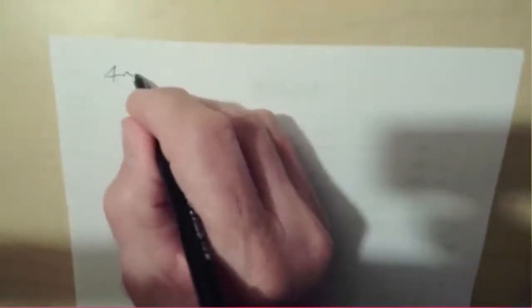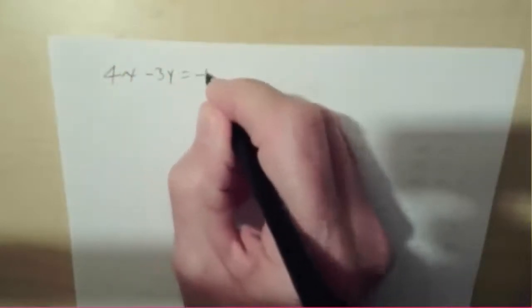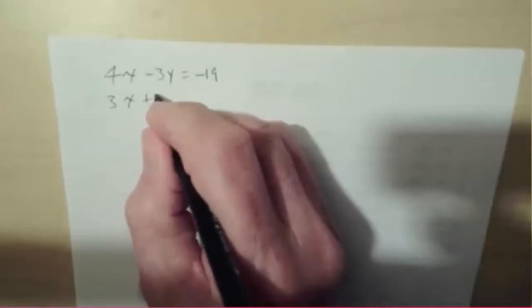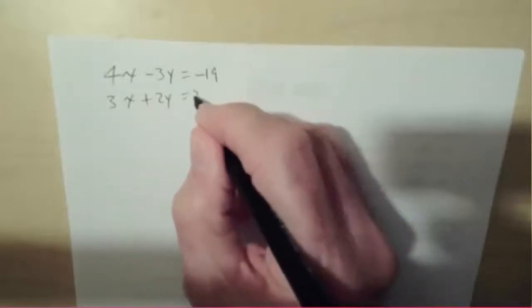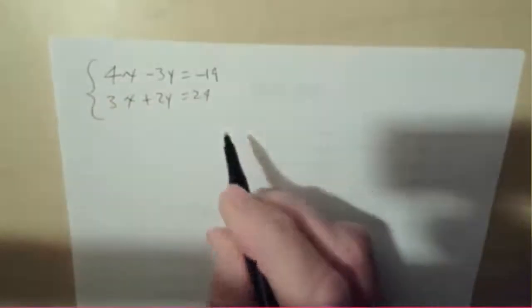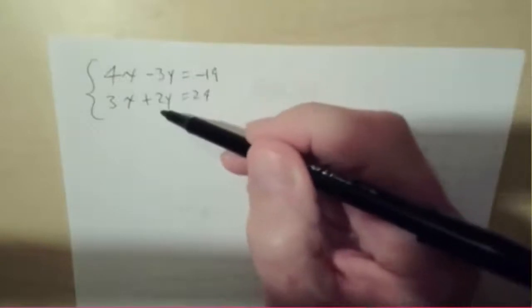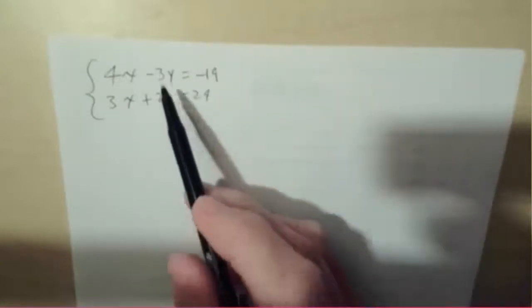Now this next one is about as difficult as these get, and it's really not very difficult. We have 4x minus 3y equals negative 19, and 3x plus 2y equals 24. System of equations. Are 4 and 3 factors of each other? No. Are 3 and 2 factors of each other? No. So we're going to have to change both of these equations.